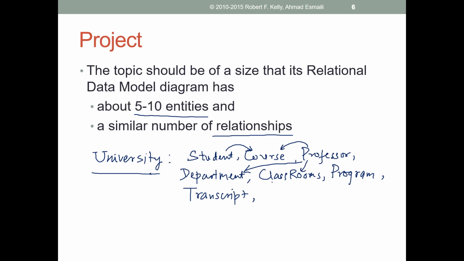Professor teaches in a classroom, and then students go to the classroom to attend the class, and in the classroom some courses are taught. So the relationship is also important. So not only entities, you need to think about relationships also, and you should have a similar number of relationships, which means the number of relationships should also be in the order of 5 to 10.